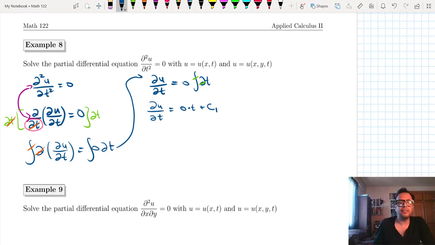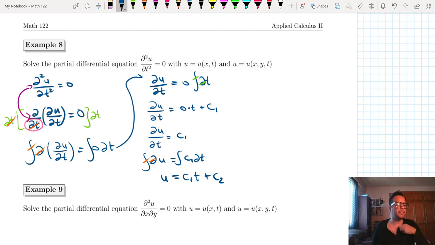So in this case, what do we do? This is du dt equals C1. Let me separate the variables again: C1 dt, and integrate on both sides. The integral cancels the differential, and that leaves us with u. This is going to be C1 times the integral of dt, which is just t, plus some C2. What is that C2 going to be?